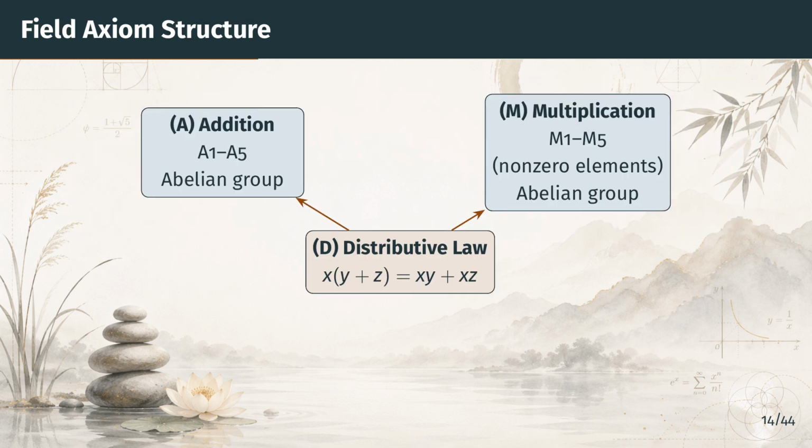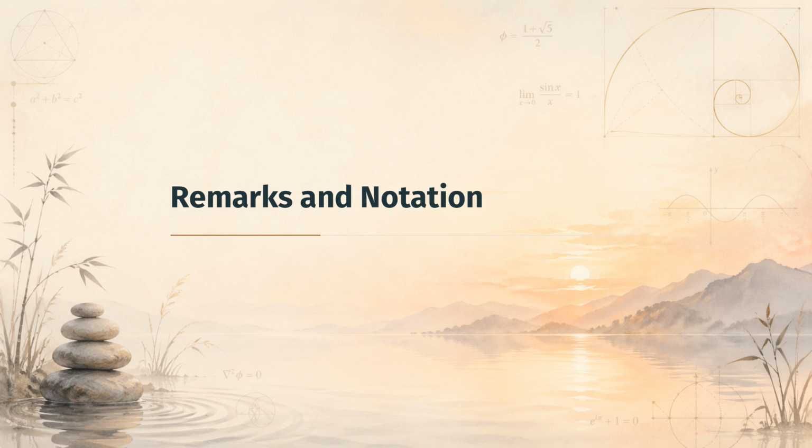This diagram summarizes the structure of the field axioms. On the left, we have the 5 addition axioms, which make the set an abelian group under addition. On the right, the 5 multiplication axioms make the non-zero elements an abelian group under multiplication. The distributive law at the bottom is the bridge connecting the two operations into a single coherent structure. Next, let's note some useful conventions and examples.